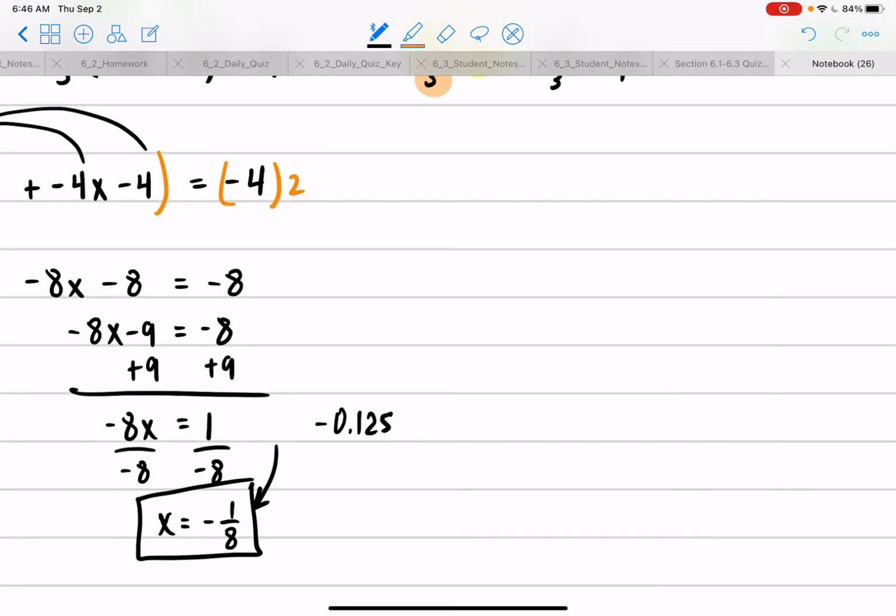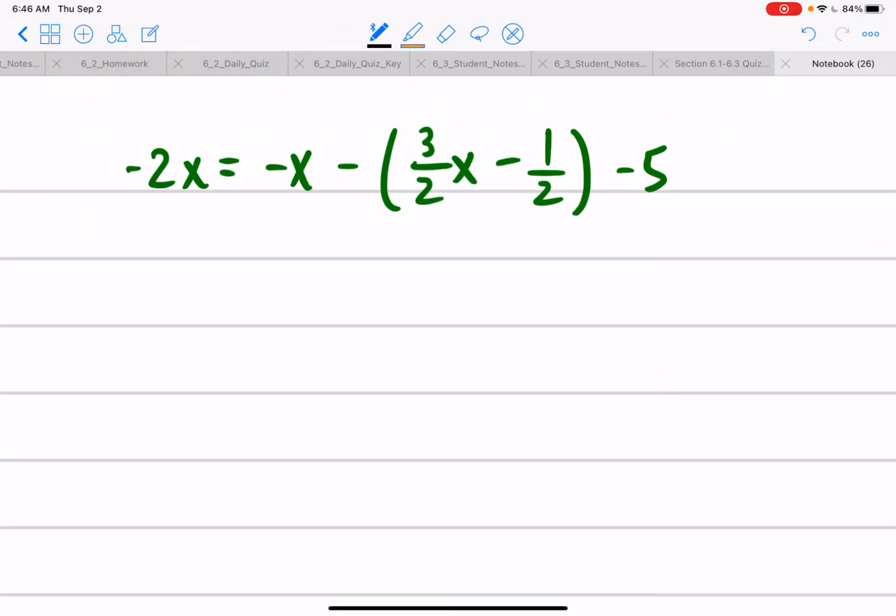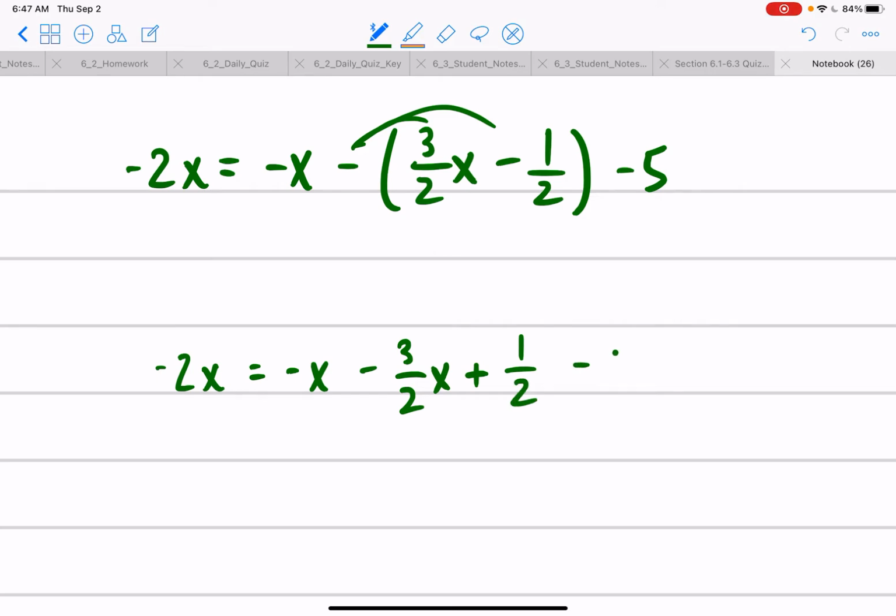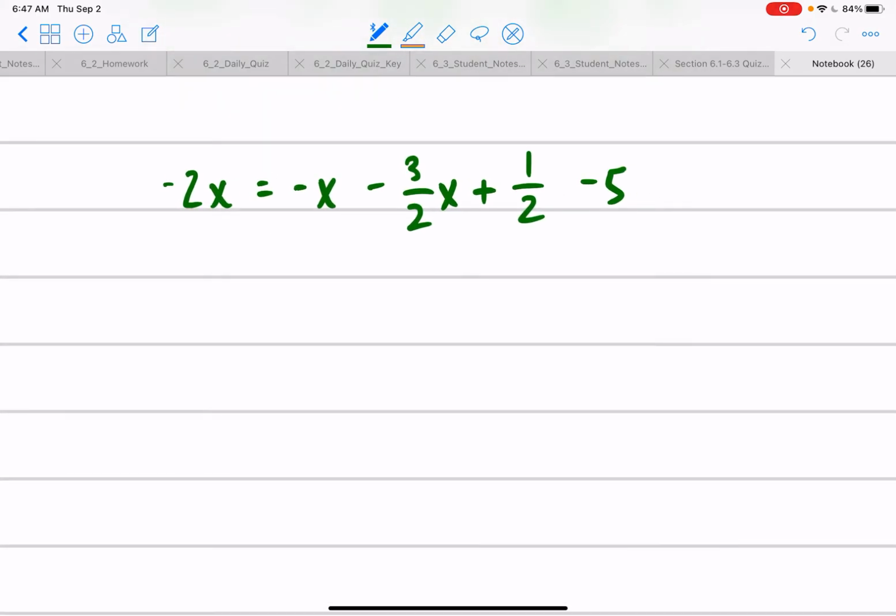So, all right, let's look at another one here. So, how about this one? We've got -2x is equal to -x minus the quantity 3/2 x minus 1/2, minus 5. So for me, first, I see the negative here, so I'm going to distribute that. So I've got -2x is equal to -x minus 3/2 x plus 1/2, because you have a negative multiplying a negative. So plus 1/2, and then we've got -5. Again, when I have fractions like this, I really do not like that.